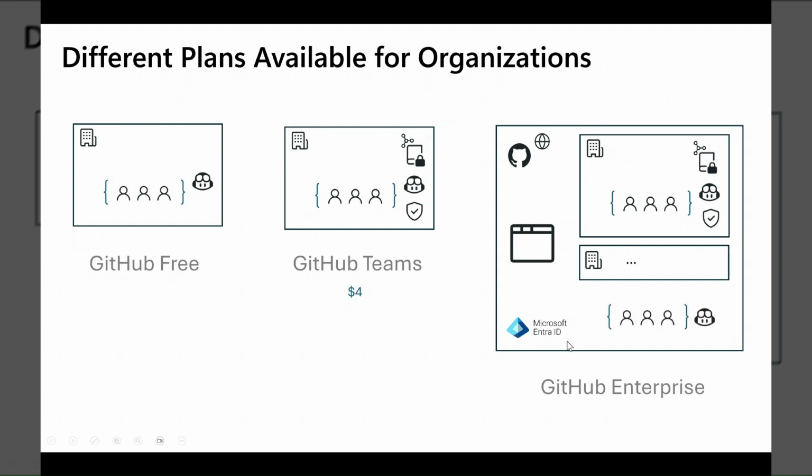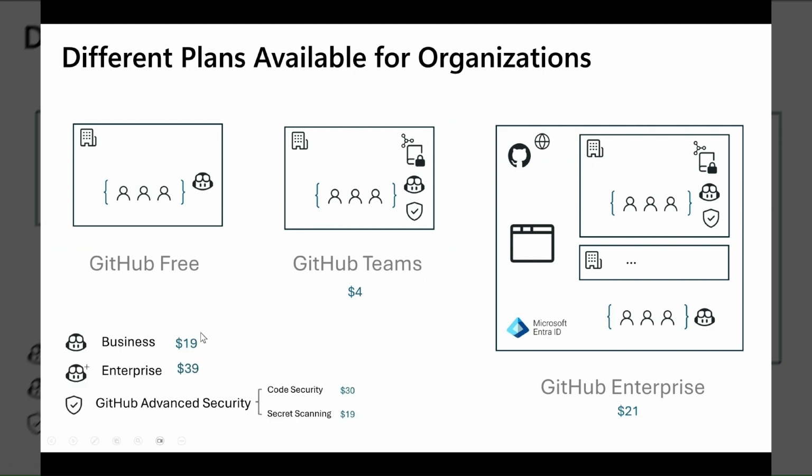GitHub Enterprise also allows you to assign GitHub Copilot licenses separately from an organization which has its own billing usage for enterprises. It is $21 per user per month. On the left, you will see the list prices for the add-ons that were discussed earlier, including the GitHub Copilot list prices for business and GitHub Copilot Enterprise, as well as GitHub Advanced Security.